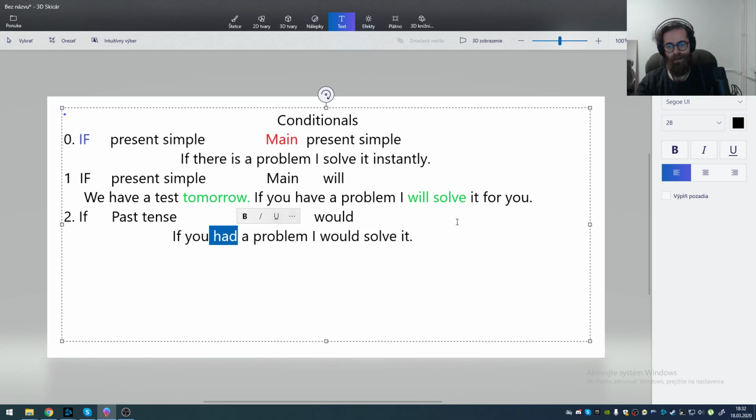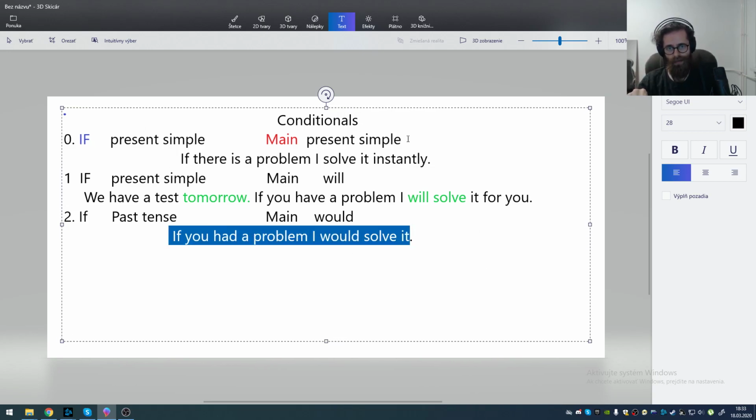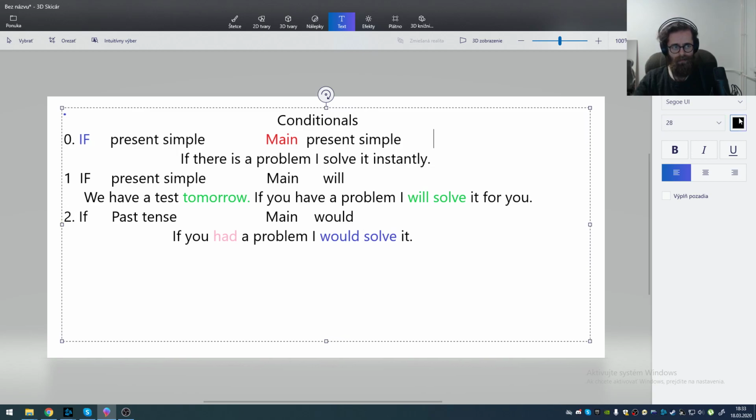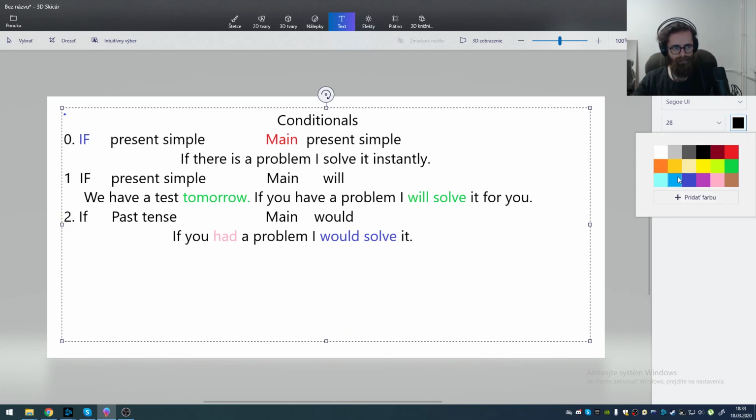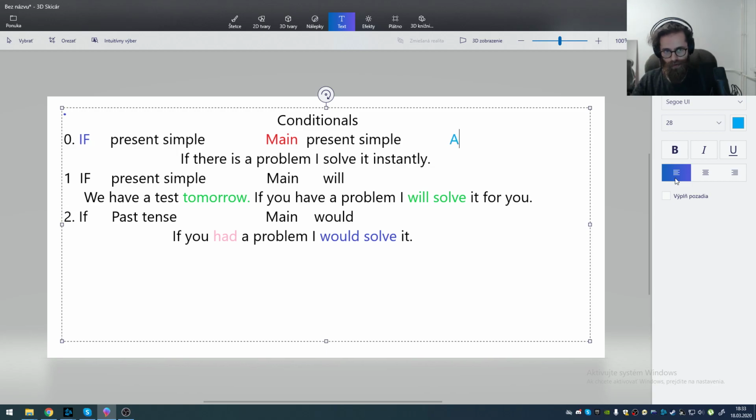This is the past form, but you have to be careful. What a beautiful color this is. I would solve. This is the past tense. Now remember, it's past tense, but it doesn't refer to the past. This is not about the past. You can say this is all the time. I don't want to say now because it's not now, it's all the time.